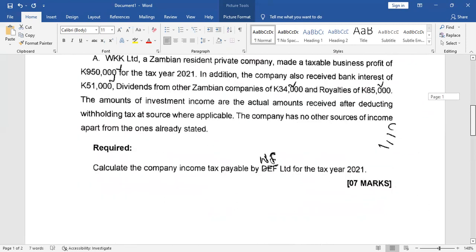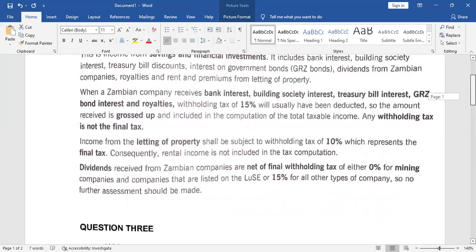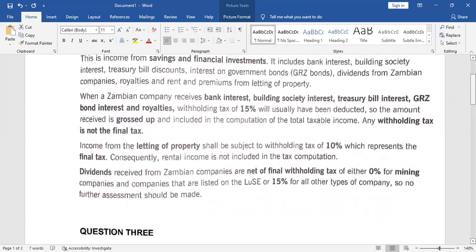Let me just simplify it. It's only interest and royalties which are not the final tax. The rest are final tax. Dividends is final tax. Rent is final tax. Dividends and the rent are final tax. Interest and royalties are not final tax, and they are subject to further taxation.